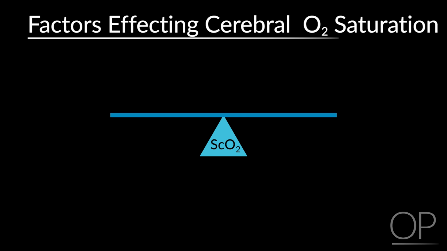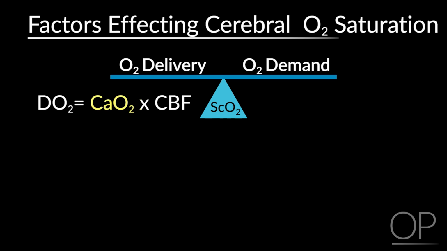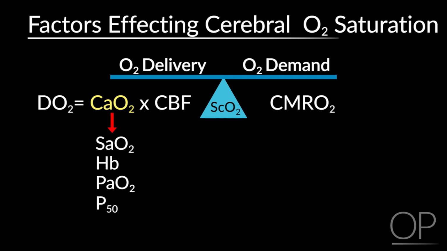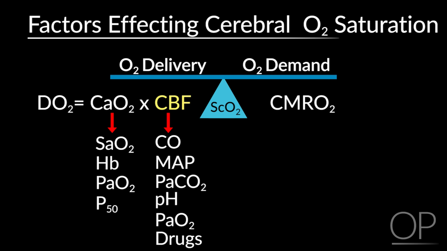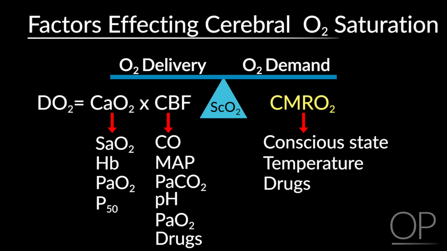There are multiple factors affecting cerebral oxygen saturation. So saturation is a balance between oxygen delivery and oxygen demand. Oxygen delivery is dependent on arterial oxygen content and cerebral blood flow. Oxygen demand is represented by cerebral oxygen consumption. Arterial oxygen content is influenced by arterial saturation, hemoglobin concentration, PaO2, and the P50 of the hemoglobin. Cerebral blood flow is influenced by cardiac output, mean arterial pressure, PaCO2, pH, PaO2, and drugs. Cerebral oxygen consumption is dependent on the state of consciousness, temperature, and any drugs administered. So cerebral oxygen saturation is a simple measure, but represents a very complex underlying physiology.